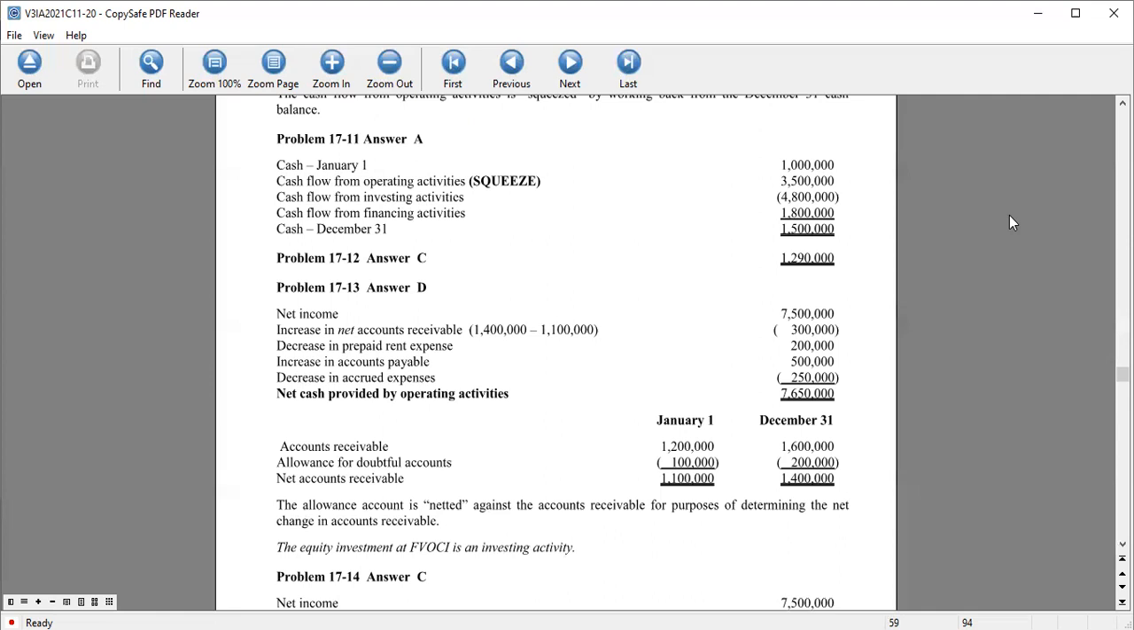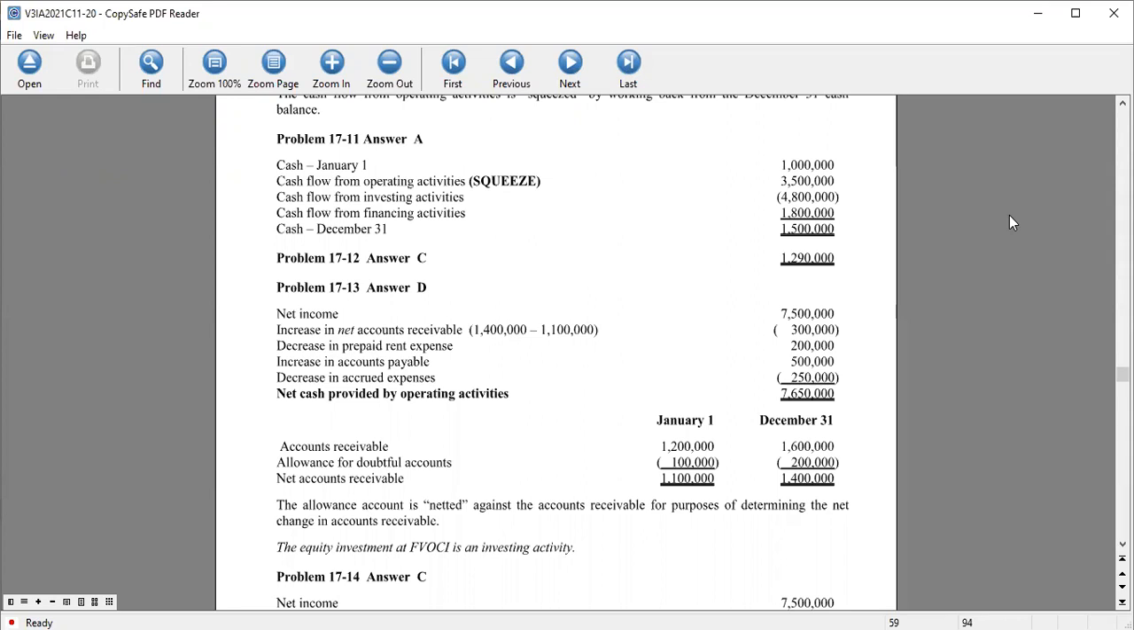Again, add 1,900,000, add 1,220,000, and then deduct 1,100,000 and 730,000. So the net amount of adjustment is 1,290,000. The fact is that we are using the indirect method and we are asked only for the net adjustments.